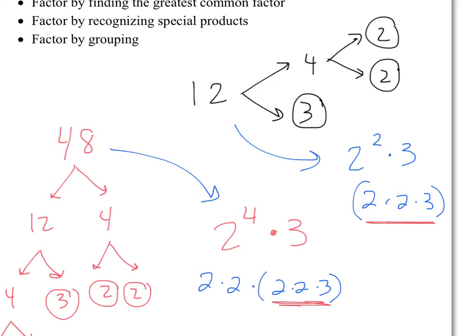So at the end of the day, 2 times 2 is 4, 4 times 3 is 12. So 12 would be the greatest common factor. That's how you find a GCF when it comes to numbers. But we're going to apply this to variables now. If you wanted to find the GCF between 12 and 48, it's just 12, because 12 goes into 12, and 12 goes into 48.